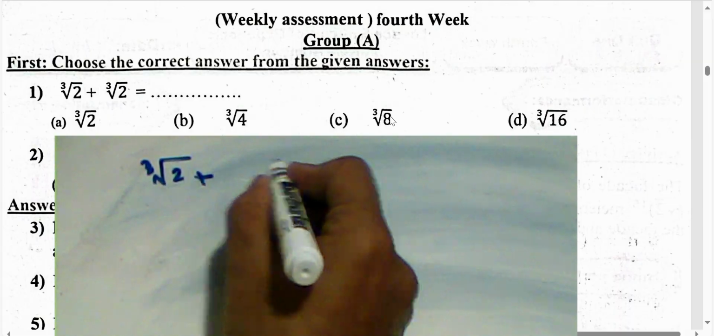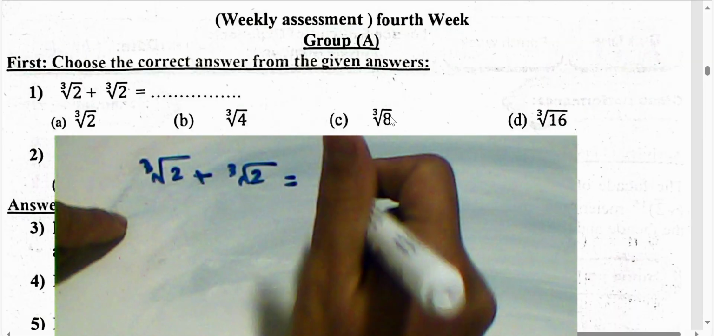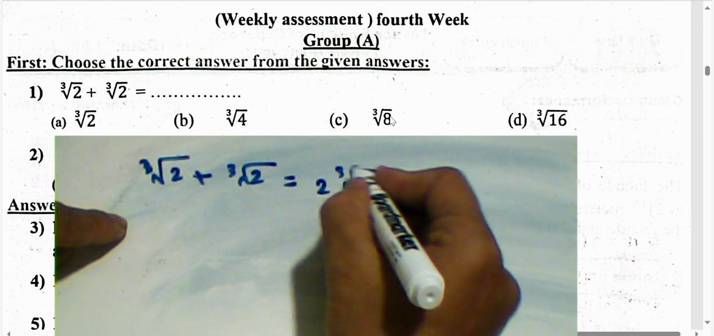Next question. Now we will solve the weekly assessment. Letter A. We want to find the result of cubic root of 2 plus cubic root of 2. We can add them together by the coefficient here, 1 plus 1 equals 2. Then the answer will be 2 cubic root of 2.